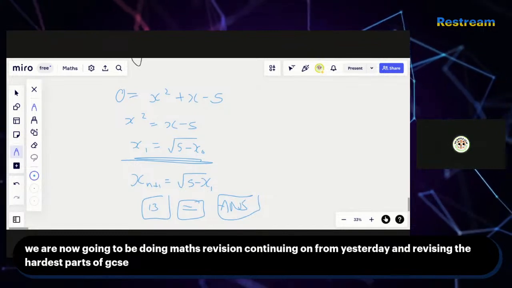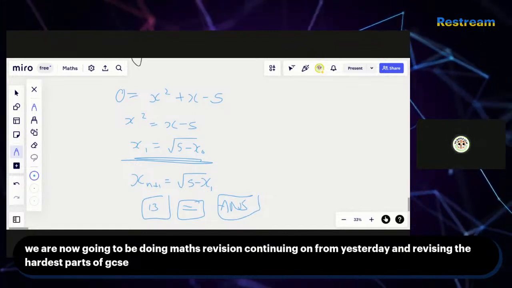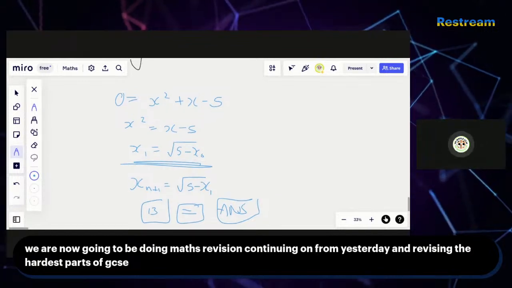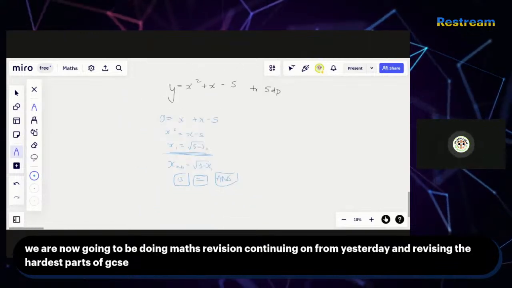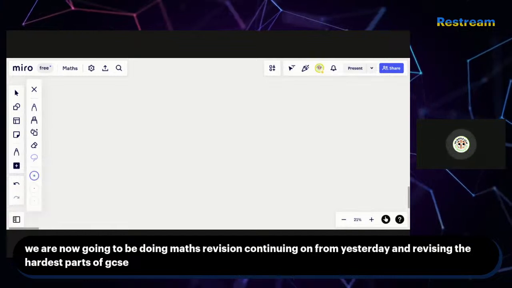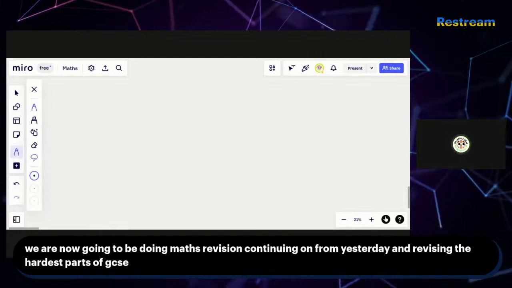Okay, we're finally going to move on to some circle theorems. Now, in total, there are 8 circle theorems, and you will need to know the proof of these circle theorems, and also how to use them as well.